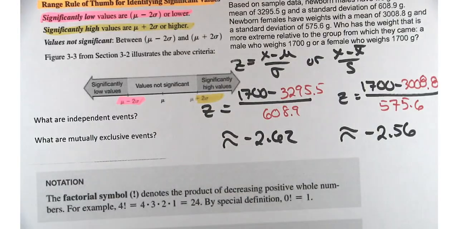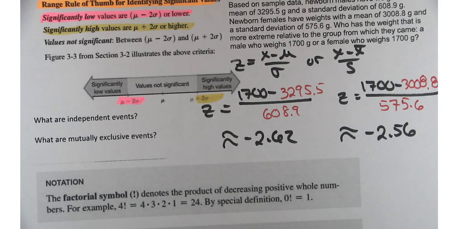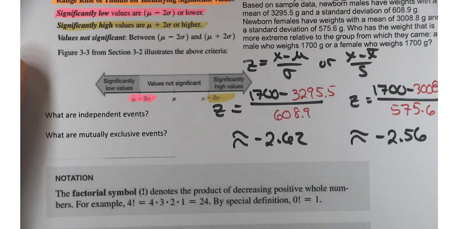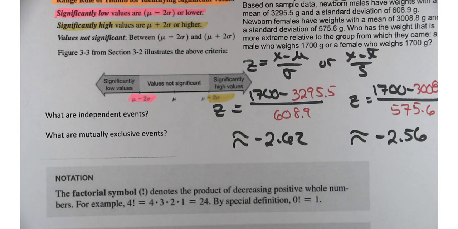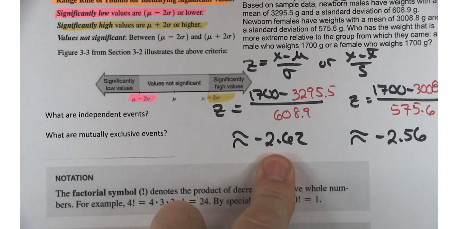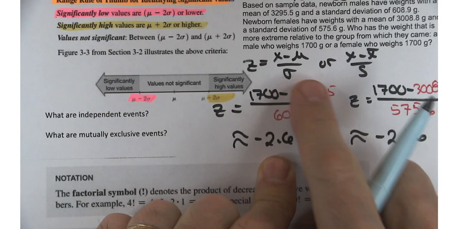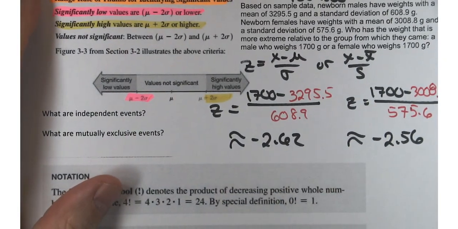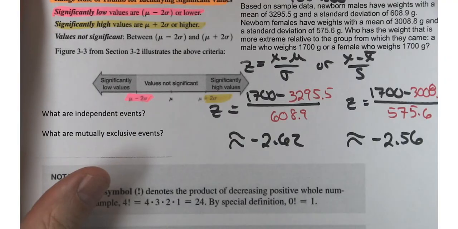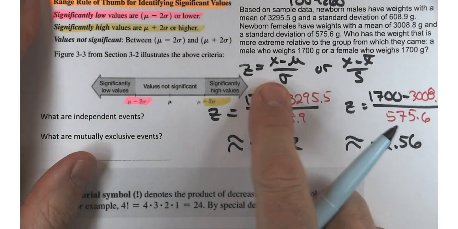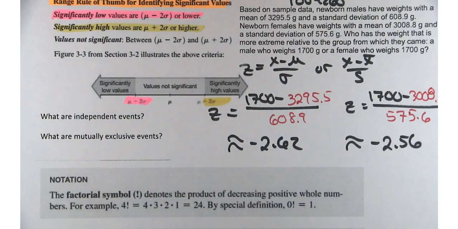So which one's more extreme? The males. Yeah, they're farther away from zero. They're farther away from the mean of their data set, if you're counting how many standard deviations away you are from the mean, which is exactly what z-scores do. Okay.